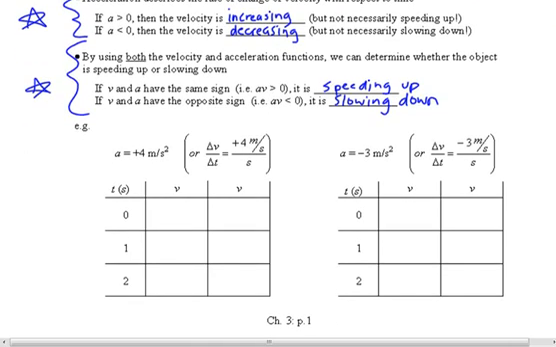Do you remember learning about this a little bit? No? Okay. Well, yeah, it is physics.